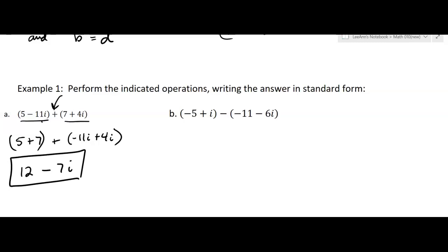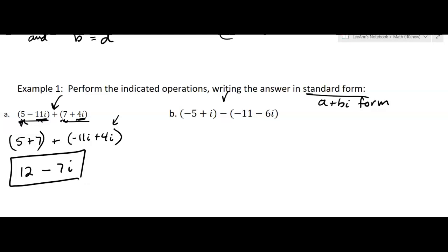Okay. Notice it's called standard form. Standard form is a plus bi. Our old book just typed out a plus bi form, but that's standard form. Okay? All right. So hopefully that makes sense. I don't even know if you need to write this step. Just think, okay, the 5 and the 7, I'm combining those. The negative 11i and the 4i, that's going to make minus 7i. Okay. So hopefully that makes some sense.